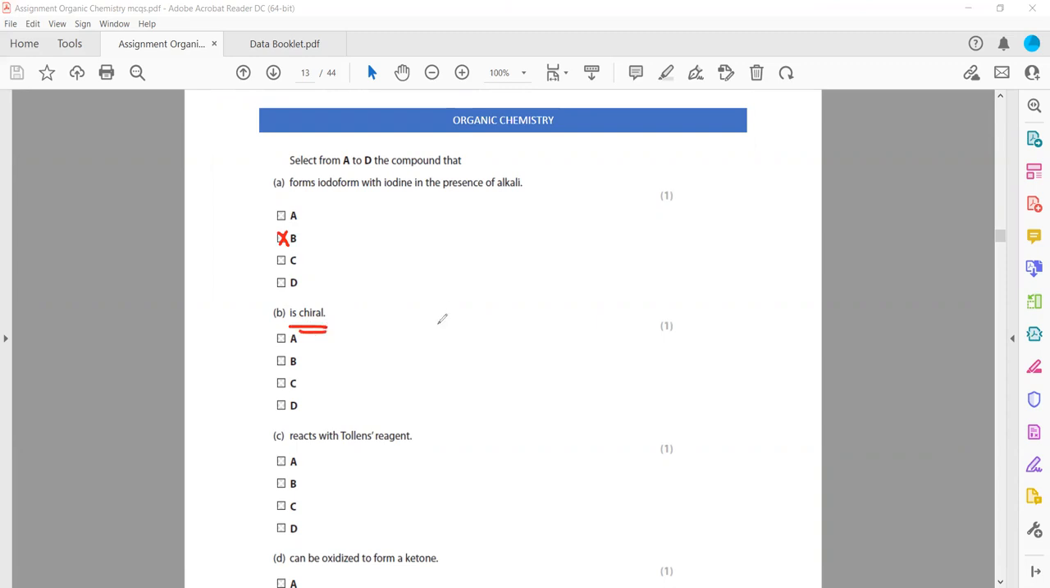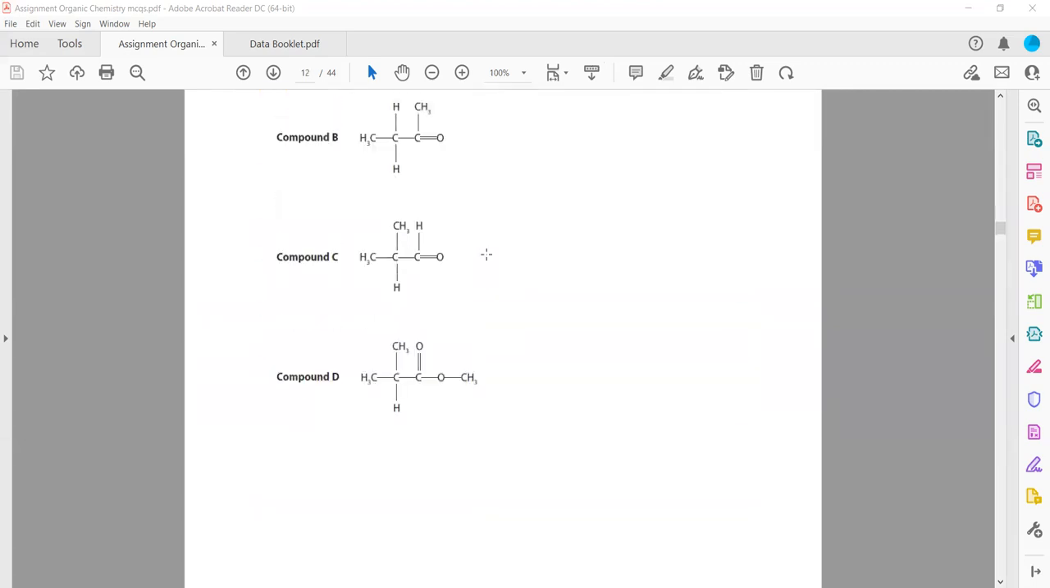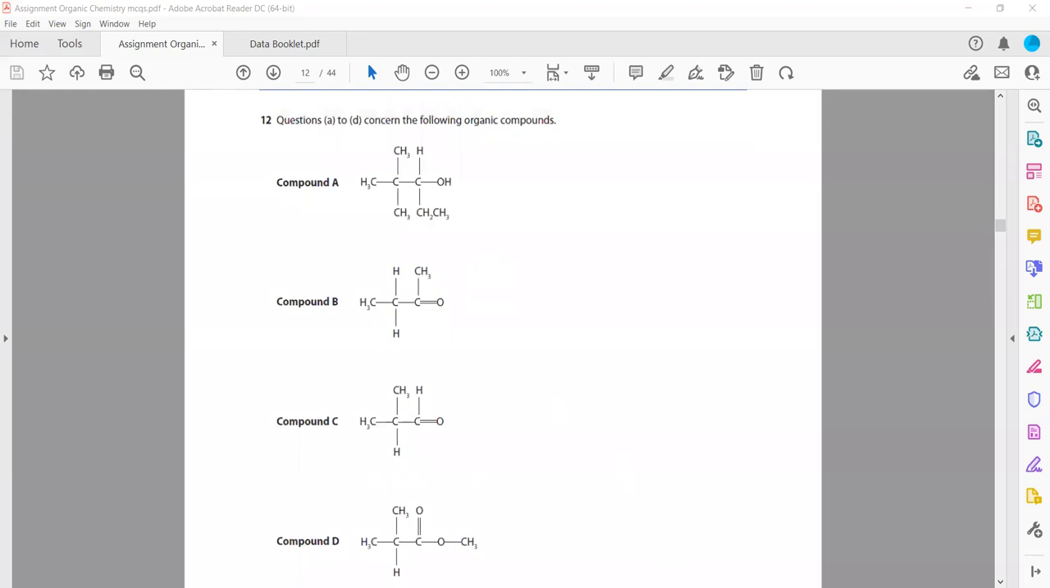Which is chiral? To be chiral, it should have all different groups attached to it. When all the different groups are attached, we call that a chiral carbon. So we have to check each carbon. This cannot be a chiral carbon, the A. When we check this one, this cannot be chiral because two methyl groups are there. When we check this one, it looks like a chiral carbon.